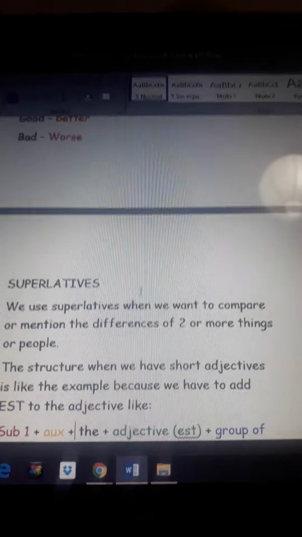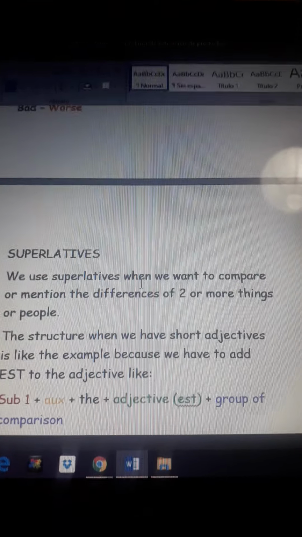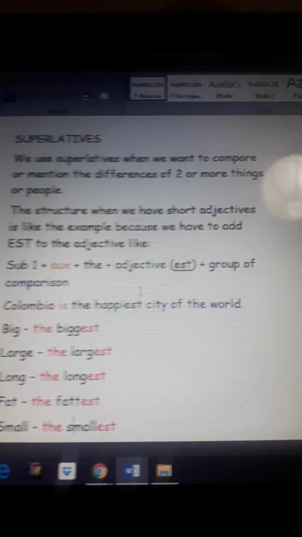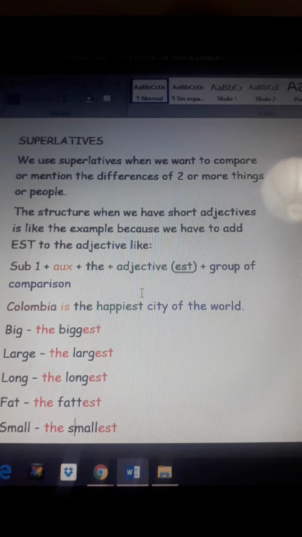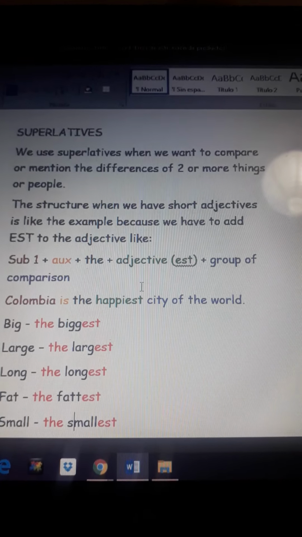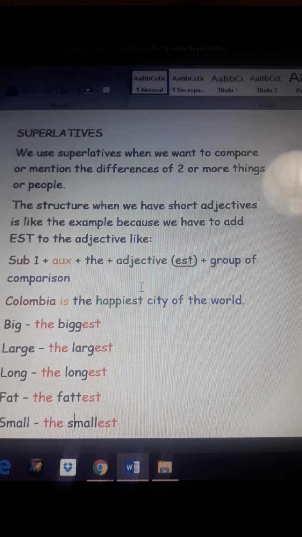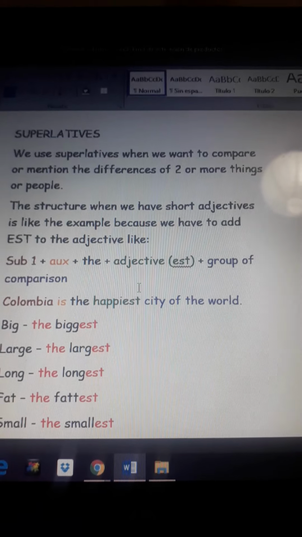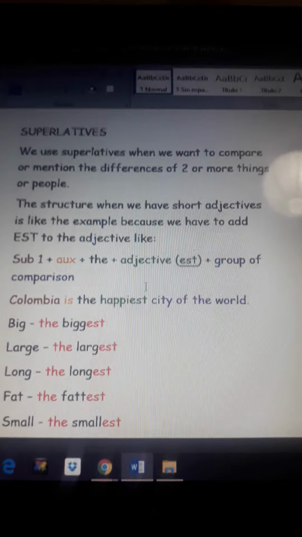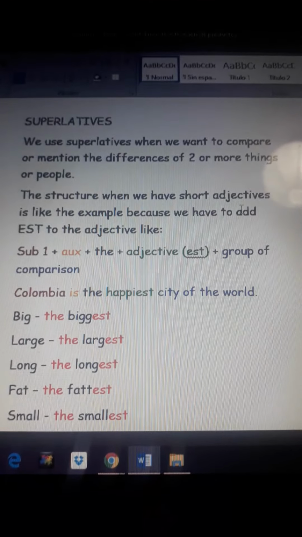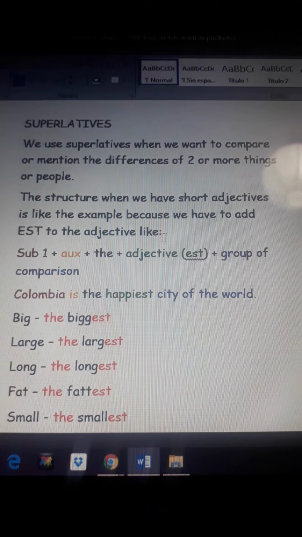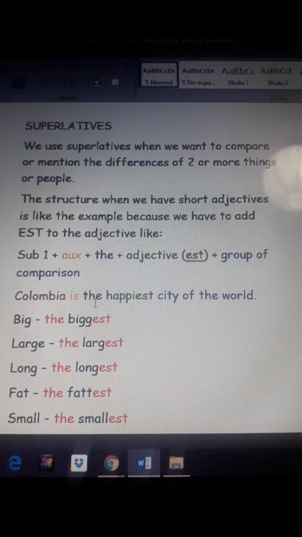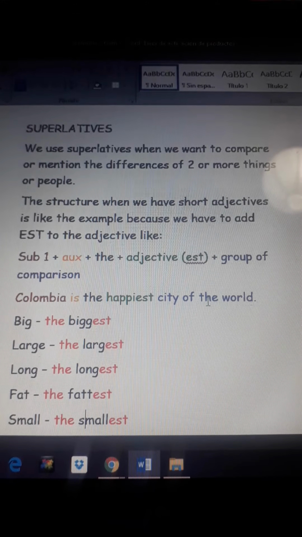To continue talking about superlatives, we use this one when we want to compare or mention the difference of two or more things or people, more like in a group of things. Okay, the structure when we have short adjectives is like the example, because we have to add est to the adjective. In this case, like this: Colombia is the happiest city of this world.